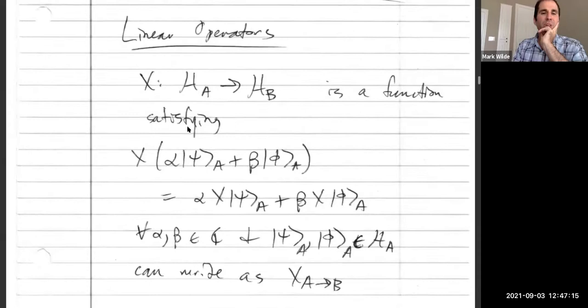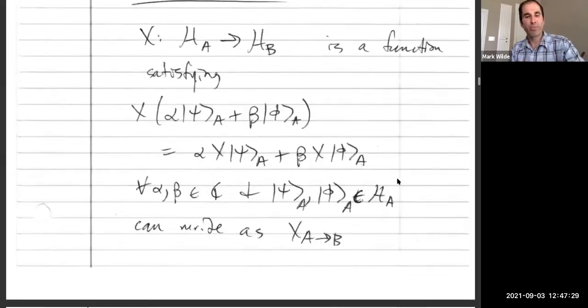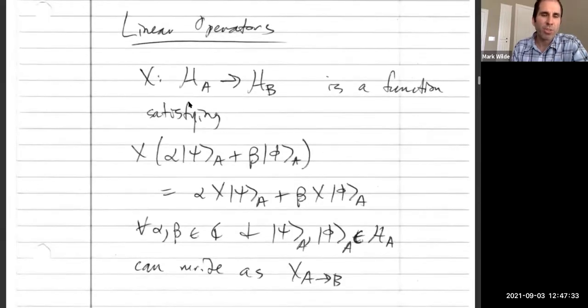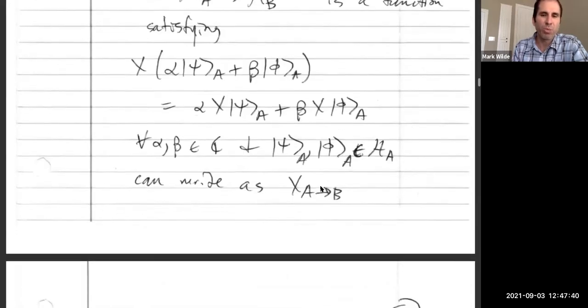So a linear operator is a function that satisfies this property of linearity. X multiplying a linear combination of vectors is equal to the linear combination of X acting on each individual vector. Okay. And sometimes as a shorthand to indicate it's an operator going from Hilbert space A to Hilbert space B, we'll use this notation, A to B. That can come in handy to keep track of things.